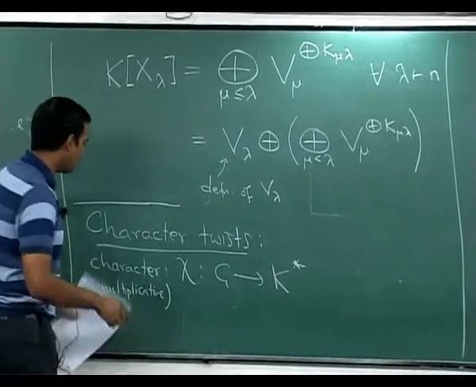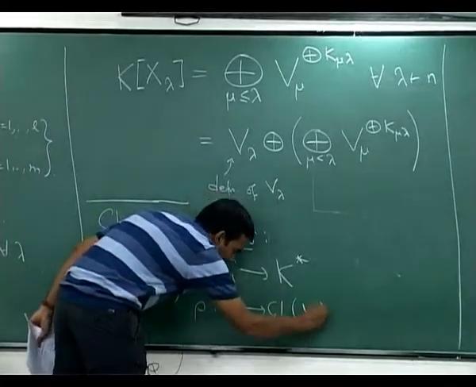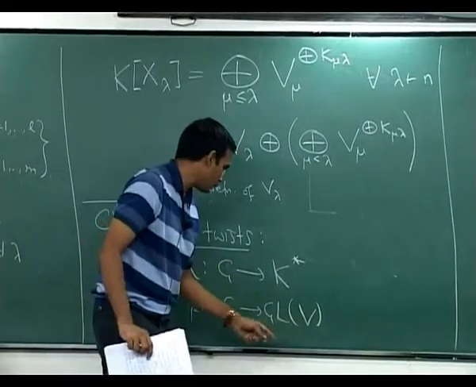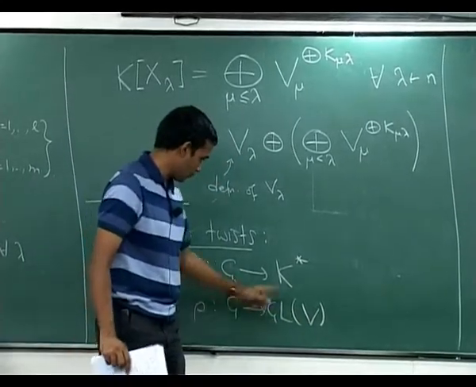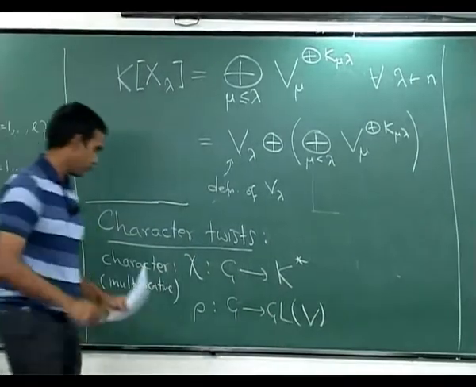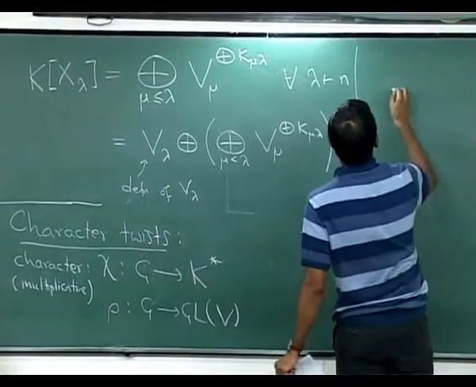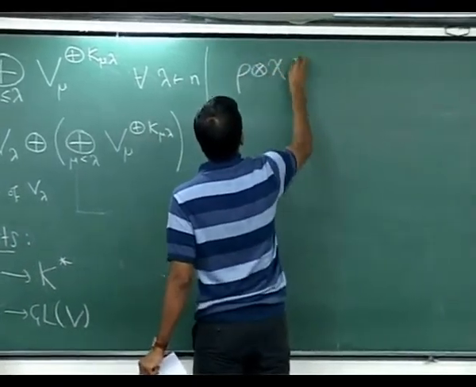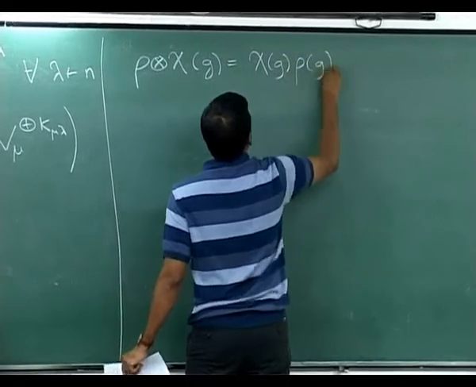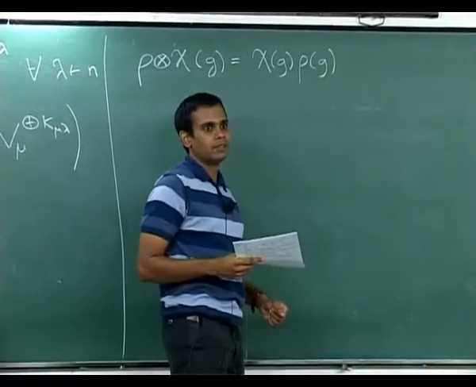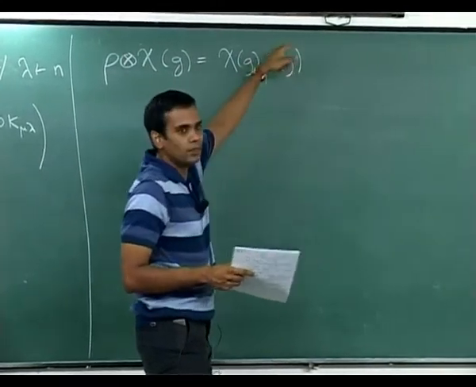Suppose you have a character and you have a representation, which means that you have a vector space over K, it does not have to be finite dimensional, and a homomorphism from G to the linear automorphisms of V. Then you can twist this representation by this character. You just define rho tensor chi of g to be chi of g times rho of g. This is a scalar multiple of rho of g. All you are doing is scaling each of the values of the representation.